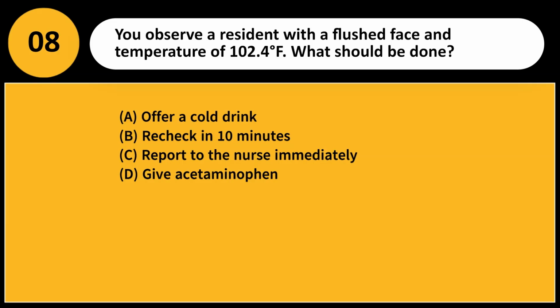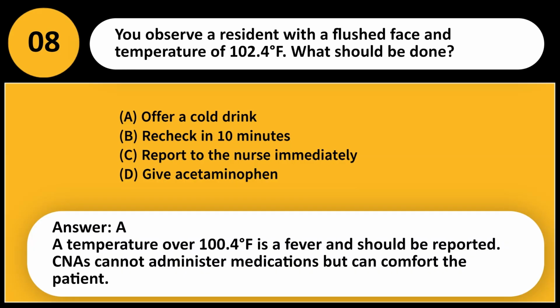You observe a resident with a flushed face and temperature of 102.4 degrees Fahrenheit. What should be done? A. Offer a cold drink. B. Recheck in 10 minutes. C. Report to the nurse immediately. D. Give acetaminophen. Answer: A. A temperature over 100.4 degrees Fahrenheit is a fever and should be reported. CNAs cannot administer medications but can comfort the patient.